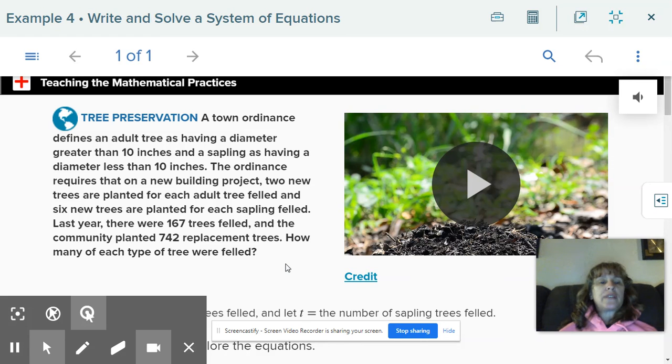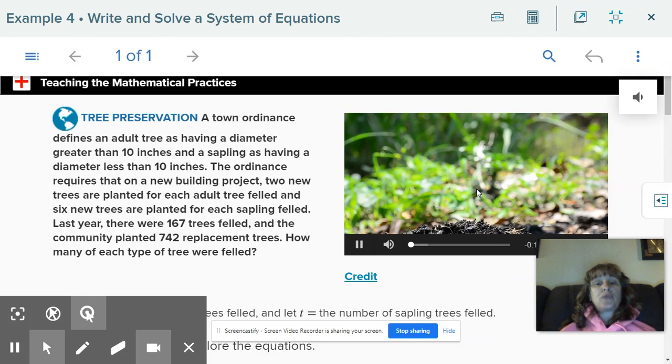So the ordinance requires that on a new building project, 2 new trees are planted for each adult tree felled. That means an adult tree, if you chopped it down, you have to plant 2 new trees. And 6 new trees are planted for each sapling felled. So you have to plant 6 trees if you tear down a baby tree. Last year, there were 167 trees felled, and the community planted 742 replacement trees. How many of each type of tree were felled? So they want to know how many adult trees were cut down and how many baby trees were cut down.